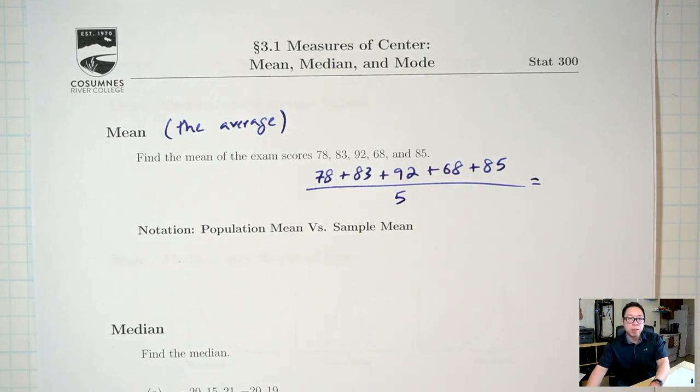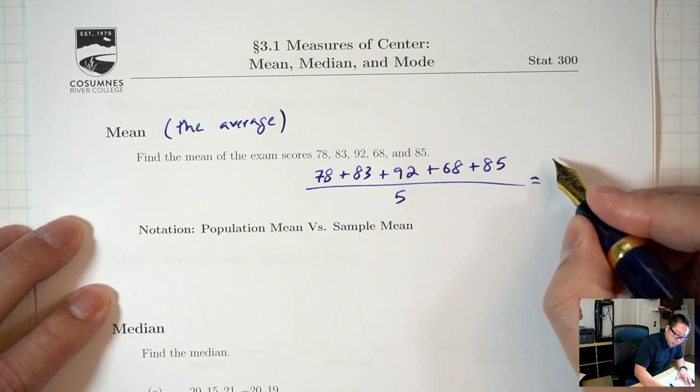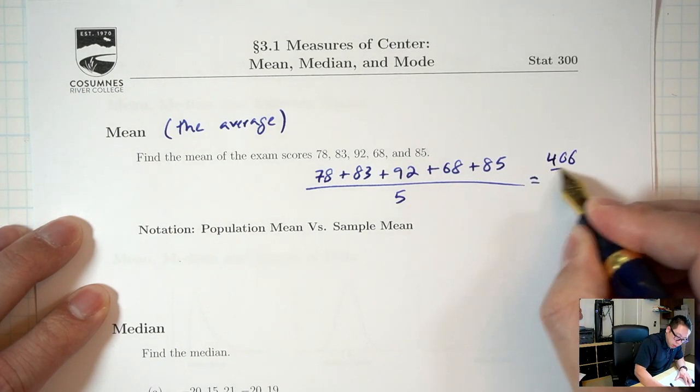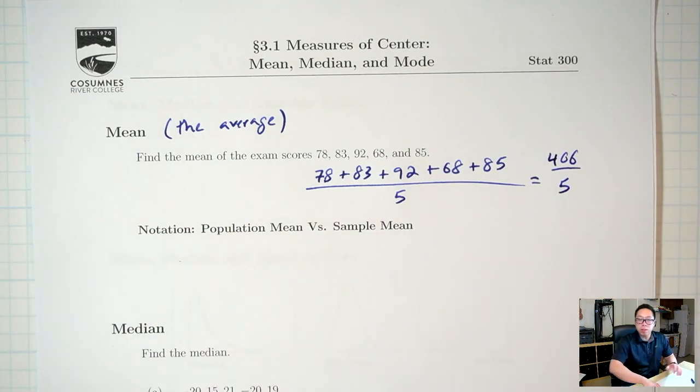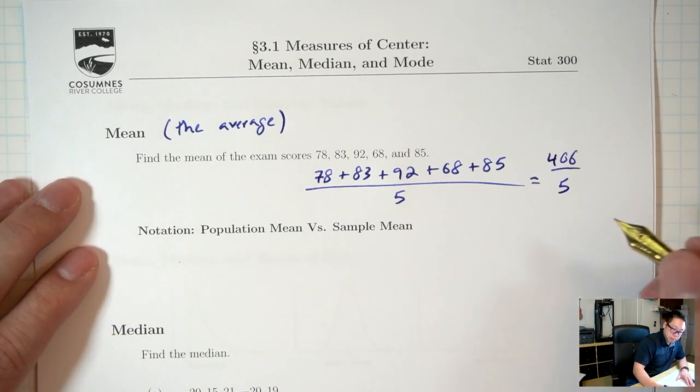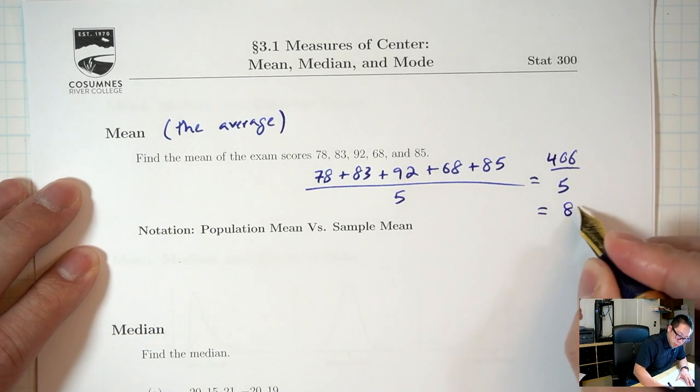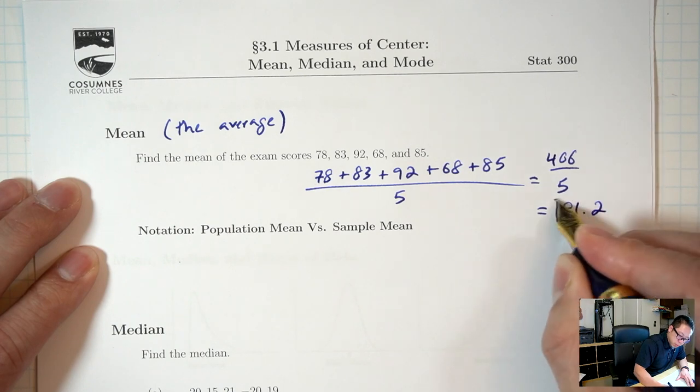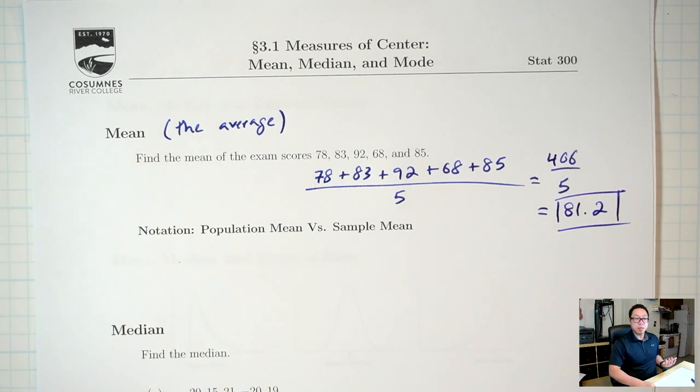Okay, so up top, 78 plus 83 plus 92 plus 68 plus 85. So up top it's 406. And then we're going to divide that by 5. So 406 divided by 5 is 81.2. Okay, that's the mean of these exam scores.